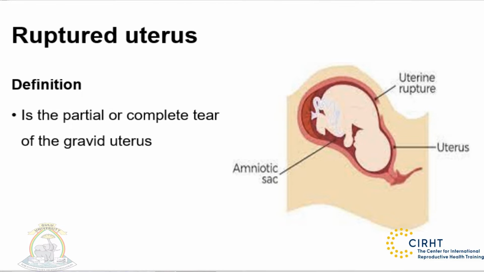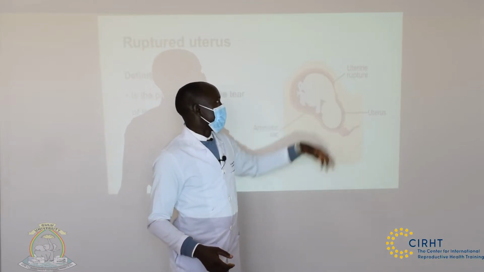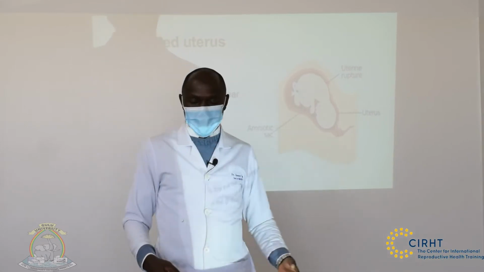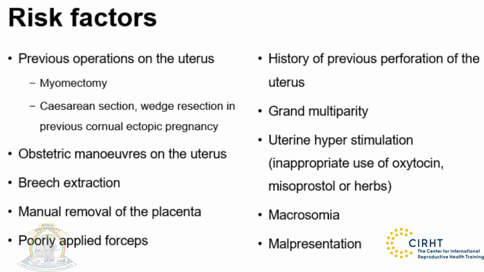And I've tried to illustrate that there is a discontinuity of the uterine layers in some parts, showing us that the uterus is ruptured. Yes, they don't go without risk factors. Risk factors are similar, however, previous operation on the uterus commonly predisposes these women to ruptured uterus.